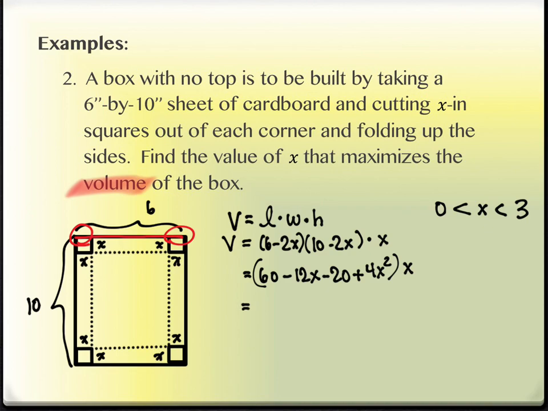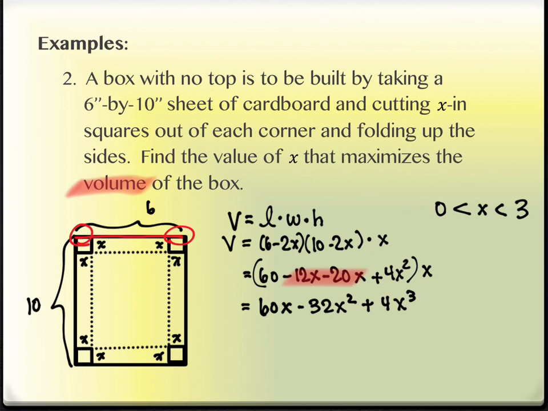And combining the terms. Oops, I left off my x. That was negative 20x there in the middle. All right, so if I distribute, I will have 60x. I can combine these two, so that's negative 32x squared, and then positive 4x cubed. Is everybody good with that?